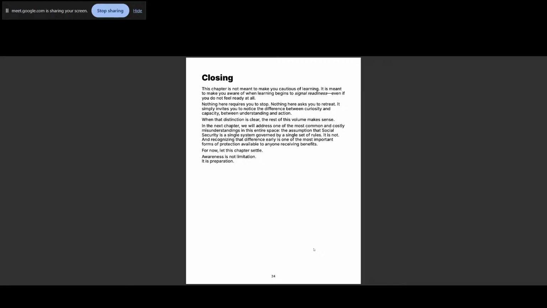In the next chapter, we will address one of the most common and costly misunderstandings in this entire space: the assumption that Social Security is a single system governed by a single set of rules. It is not. And recognizing that difference early is one of the most important forms of protection available to anyone receiving benefits. For now, let this chapter settle. Awareness is not limitation. It is preparation.